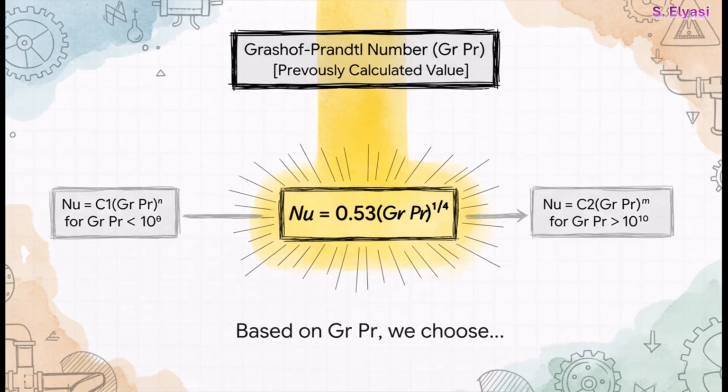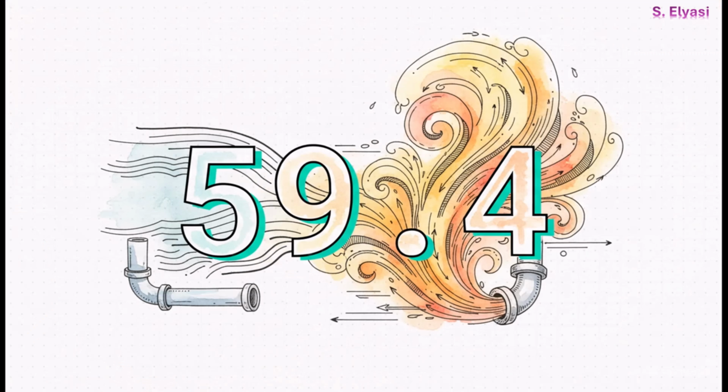So, what do we do with this giant number? Well, we use it to pick the right recipe out of our engineering cookbook. See, we often use what are called empirical correlations. These are basically formulas that other people figured out from doing tons of experiments. For a Grashof-Prandtl number in our range, the textbook gives us a nice, simple formula. The Nusselt number equals C times GP to the power of M. And based on our value, the constants we need are 0.53 for C and 1/4 for M. So we plug in our numbers, and we get a Nusselt number of 59.4.